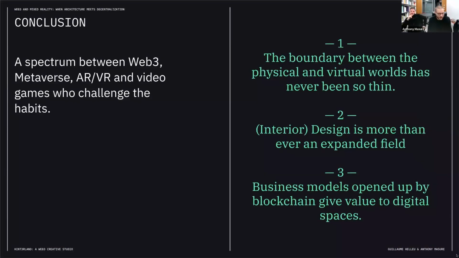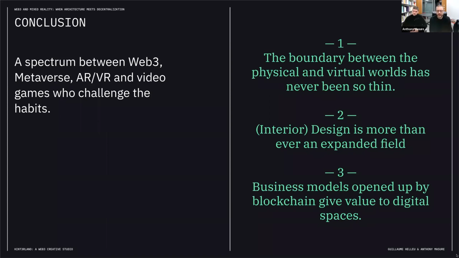So we try to summarize the full lecture. We came from Web3, then we explored metaverse, augmented reality, virtual reality, and video games. Both of these technologies challenge the habits of architecture and design with three main points you have to think about, we hope. First, the boundary between the physical and virtual worlds has never been so thin. We saw some examples like Pokemon Go and so on. Then design or interior design is more than ever an expanded field, from movies to social media to video games, 2D, 3D, 4D, 5D. So it's more and more open.